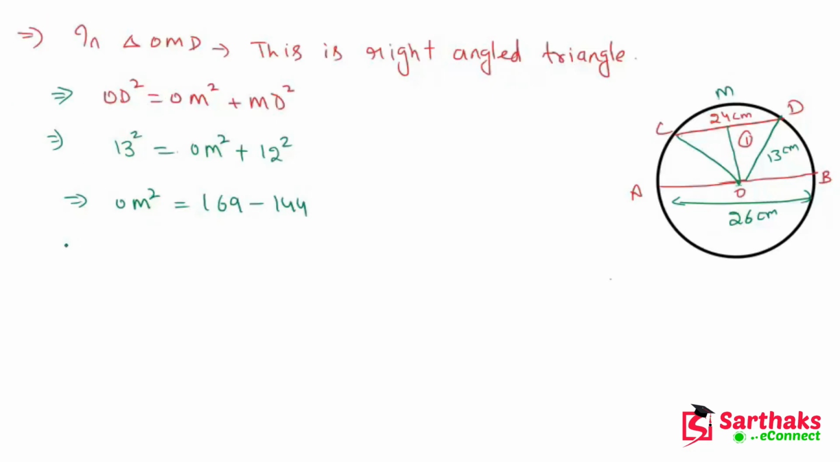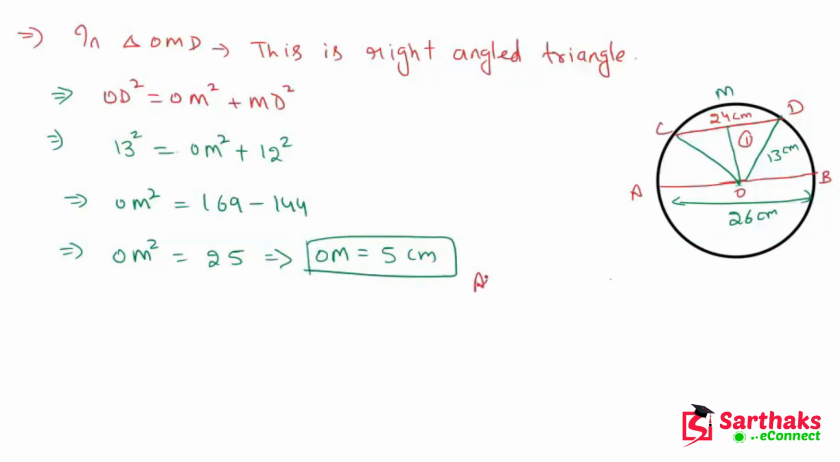So OM squared is equal to 25. So OM is 5 centimeter. OM is what? 5 centimeter. So this is our answer to this question.